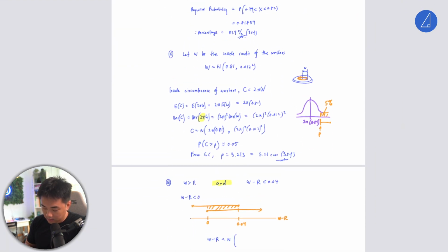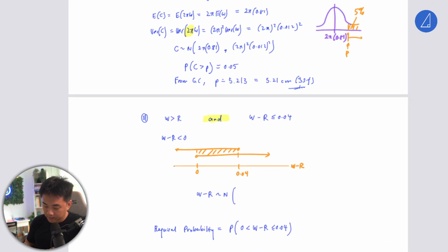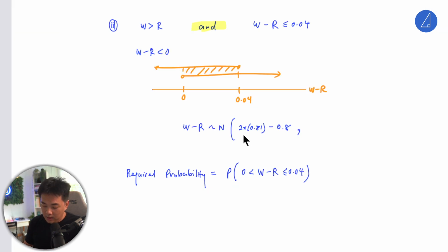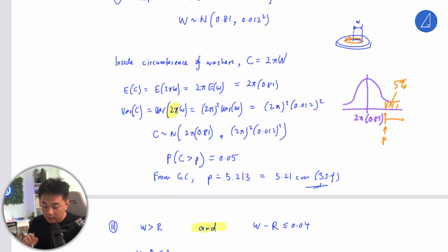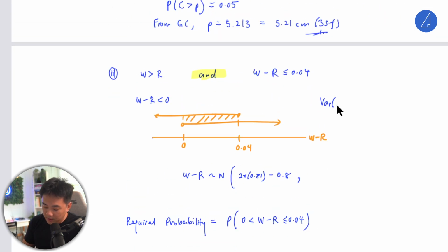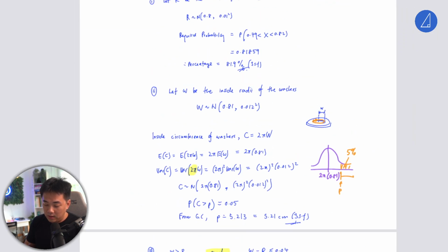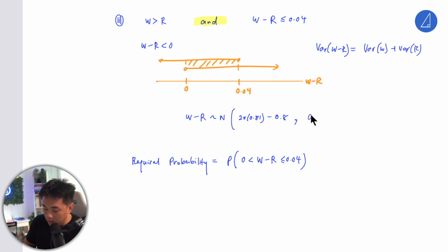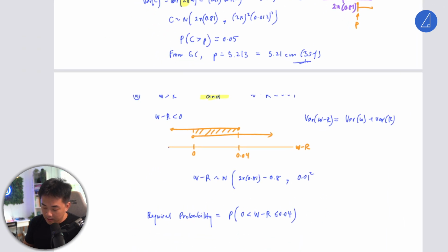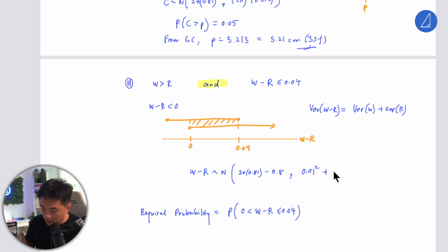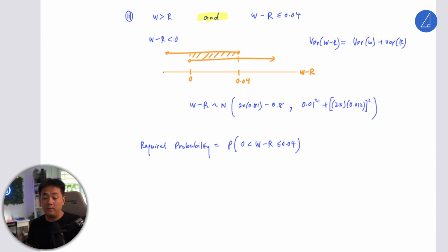So W minus R is normally distributed, with mean EW minus ER, 0.8 minus 0.79. For the variance, remember to add them. A lot of students will make this mistake. Variance of W minus R will be variance W plus variance R, because the minus 1 is being squared. So just add both of them up: 0.01 squared plus 0.012 squared. Just key in the calculator and you should be able to get the answer.